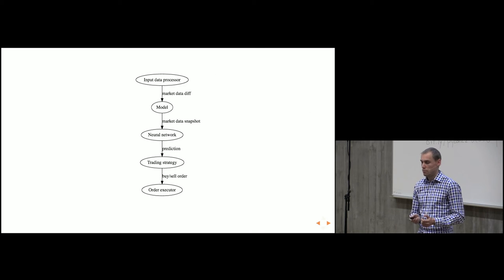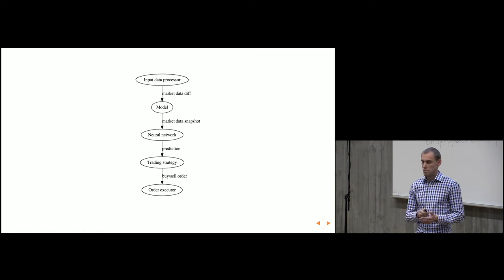Here's an example of a very tiny hypothetical platform. The first component up there is the input data processor. That's something that receives data from the stock exchange, which usually comes in incremental updates, and it just publishes it to the rest of the system. So the arrows here are not function calls. In our case, it's a publish-subscribe system. So the component receives the data, parses it, and then it just publishes it on.